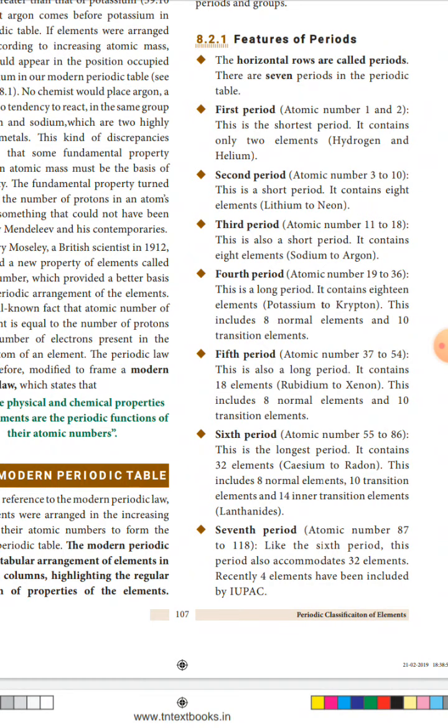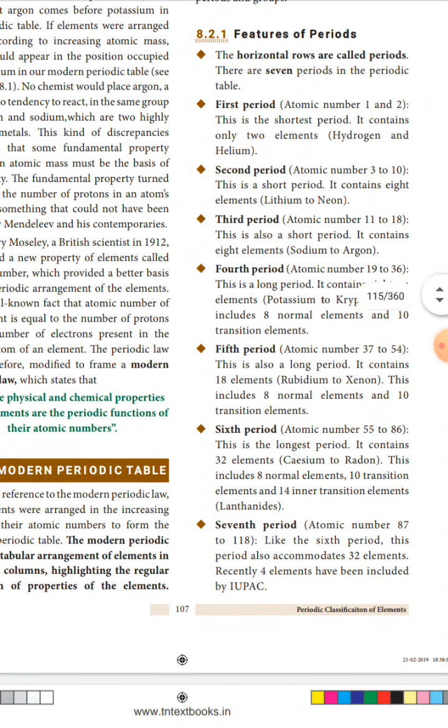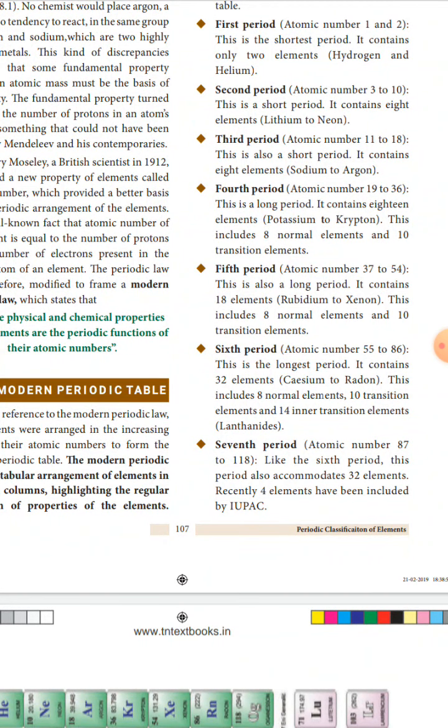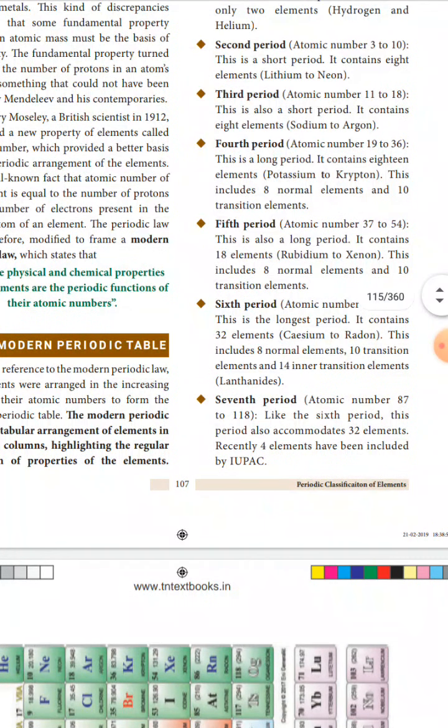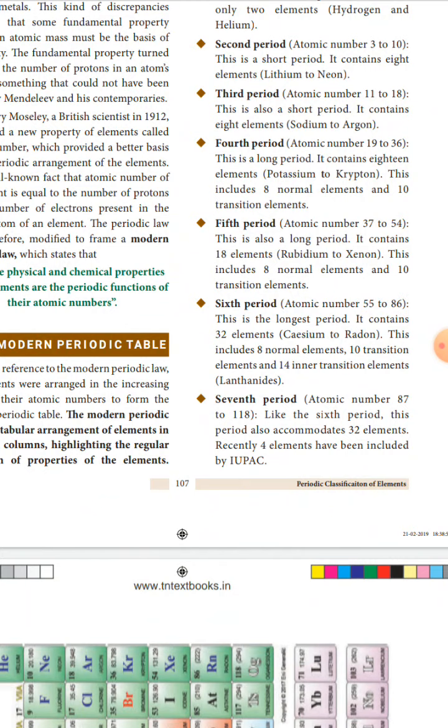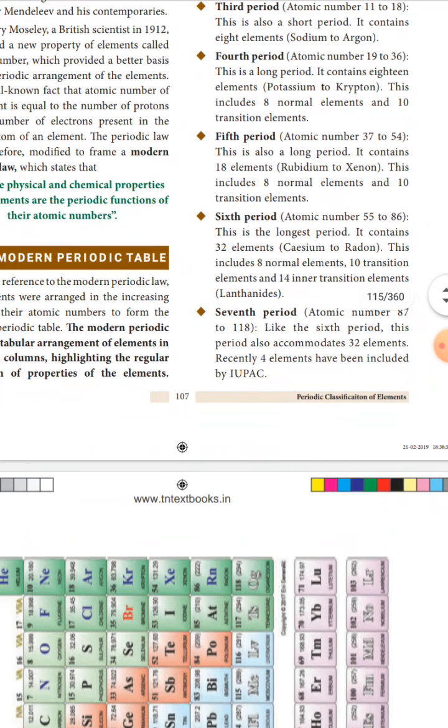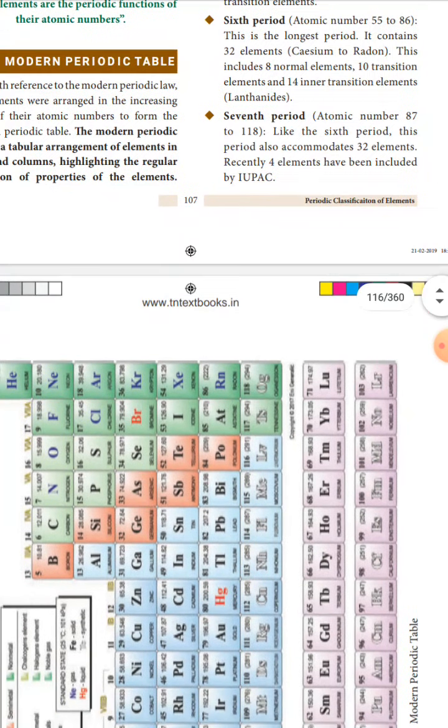So in the features of periods, there are 7 periods. The first period is called the shortest period, which contains 2 elements. The second and third periods are short periods, which contain 8 elements each. The fourth and fifth periods are long periods, constituting 18 elements each. The sixth period is the longest period. The seventh period is also long, and is also called an incomplete period.